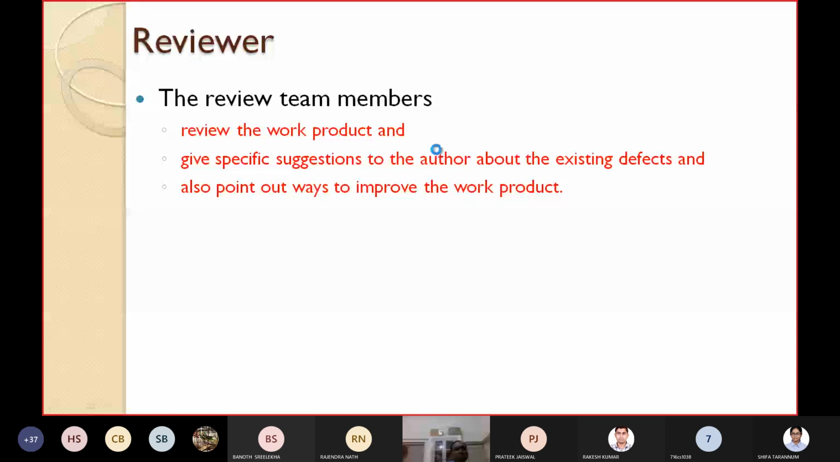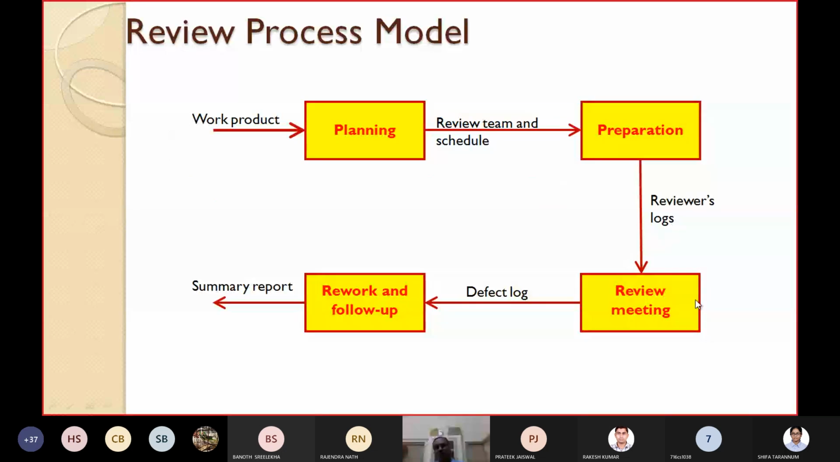So these 4 steps can be represented as a figure. The figure is shown here. The first step is planning. You have to give your work product as input to the planning. Then you have to prepare for the review meeting. The review team and the schedule will be supplied to the preparation. You will do the preparation before conducting the meeting. Then you will prepare a report called reviewers logs. This will be passed as an input to the review meeting.